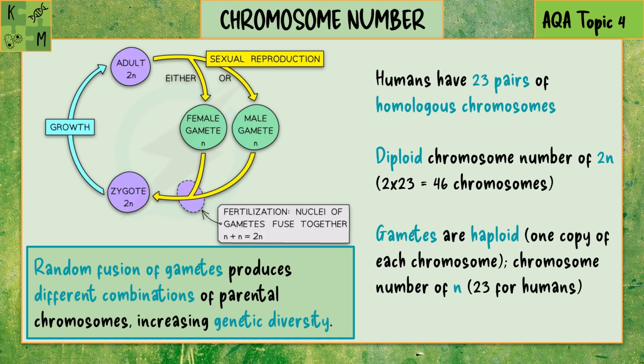These gametes fuse randomly, producing different combinations of parental chromosomes, increasing genetic diversity amongst the offspring. The zygote then goes on to grow by increasing its number of cells by mitotic division.